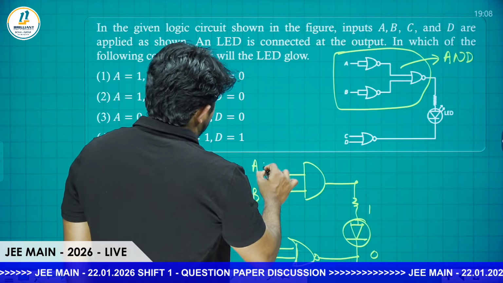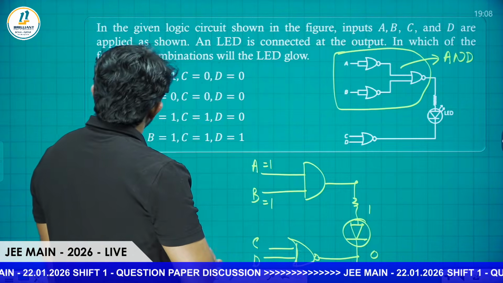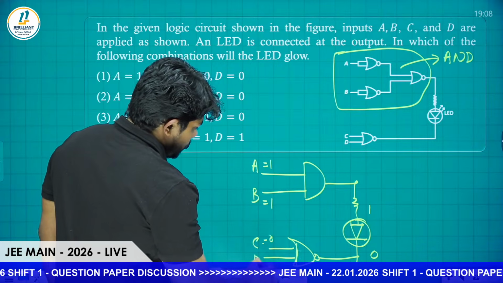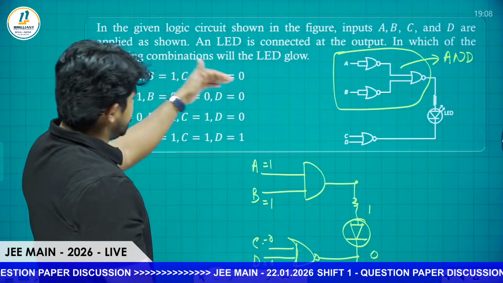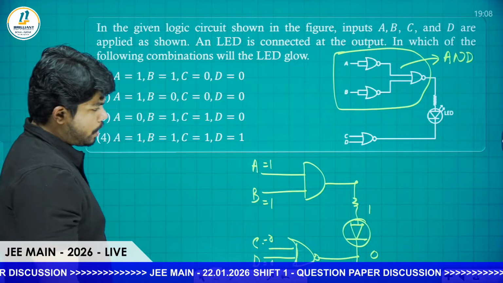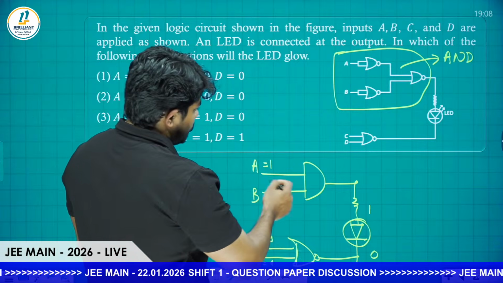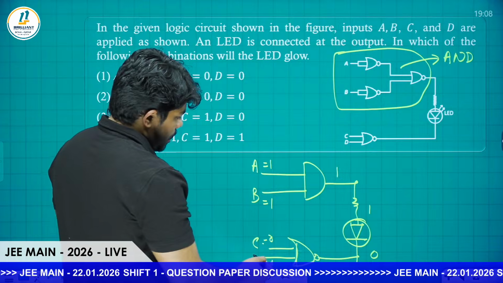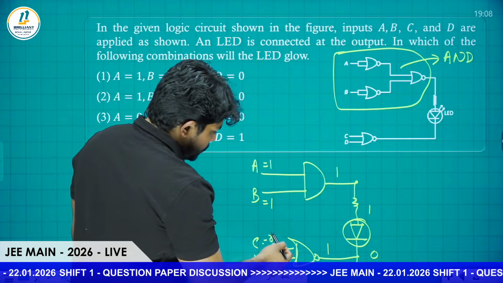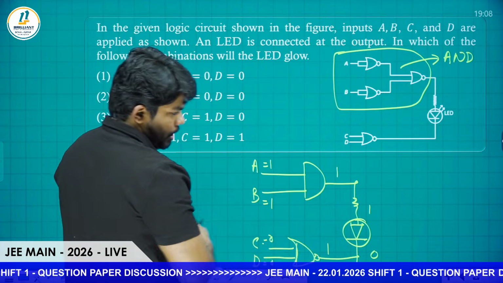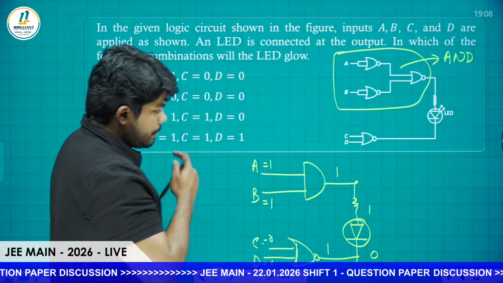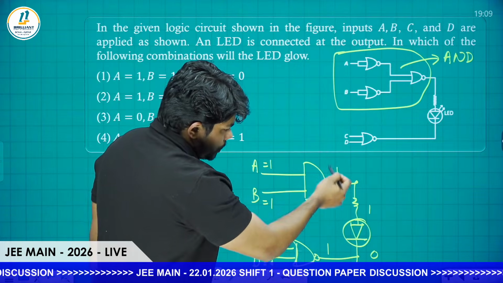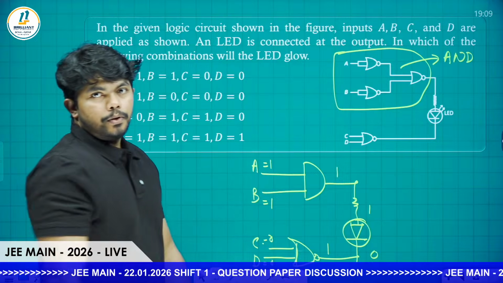So A is equal to 1, B is equal to 1, C is equal to 0, D is equal to 0. I am just putting the values from the option. So 1, 1, I am going to get AND gate, it is 1, and this will be again 0, 0 in a NOR gate will be a 1. So what will be the problem here? Both are 1, so obviously the diode will not glow.